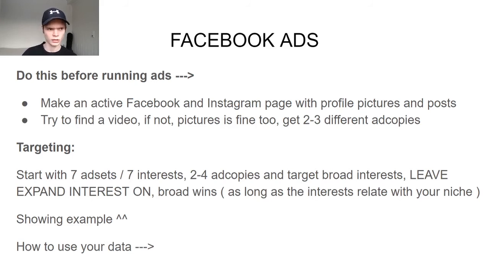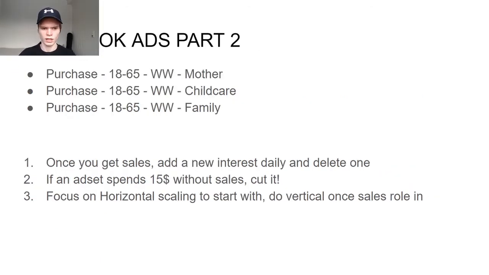That means if you sell a dog product, use dog as an interest. If you sell a cat product, use cat as an interest. If you sell a garden product, use garden as an interest. Simple like that, and then you can just hit suggestion and try to find more advanced interests later on. And now I'm going to show you guys how to use your data.